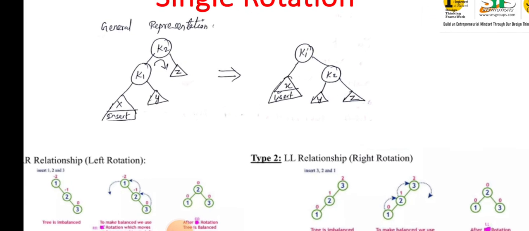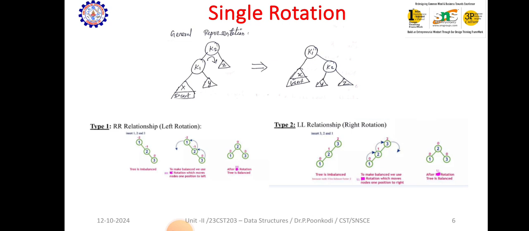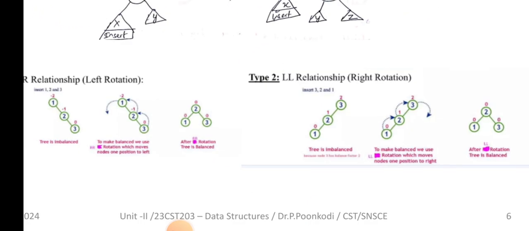For that, the general representation of the tree will be like this. The root node will be there, then the left child, and we are inserting in the left child. In this case, our tree will become imbalanced. So at that time what we have to do is a right rotation. If we rotate that, then x will be placed in the immediate left of the root node. In this way we can avoid the problem.